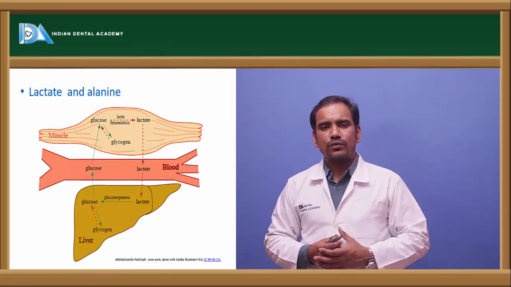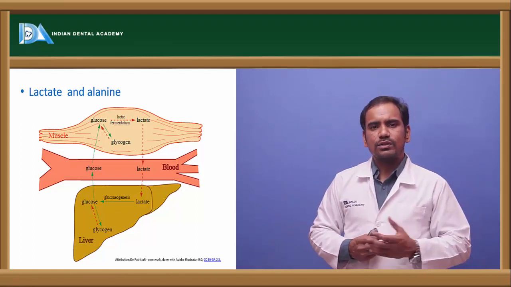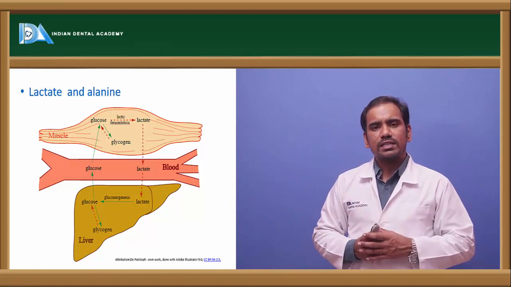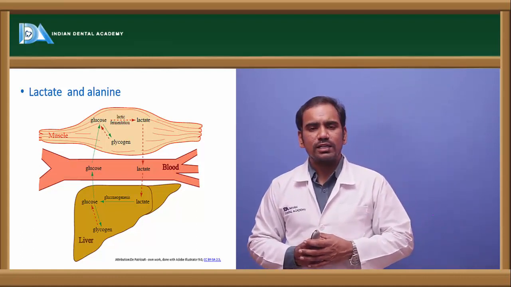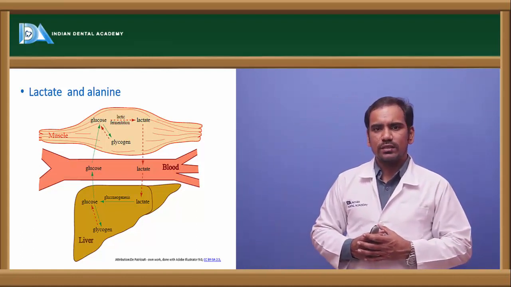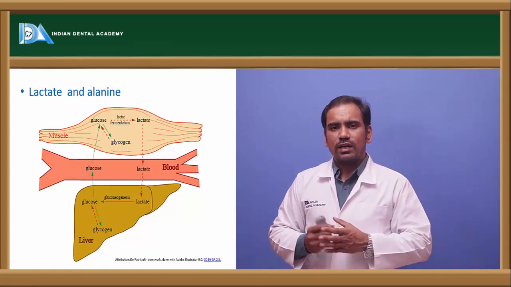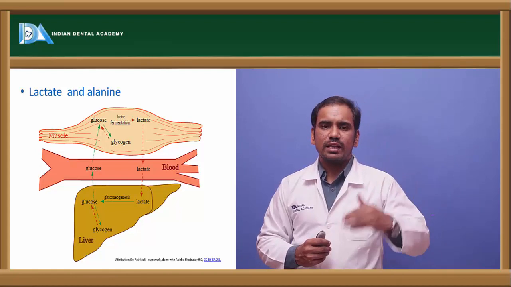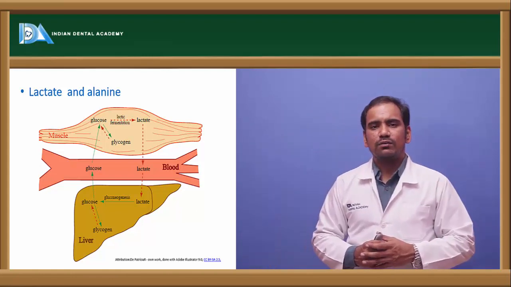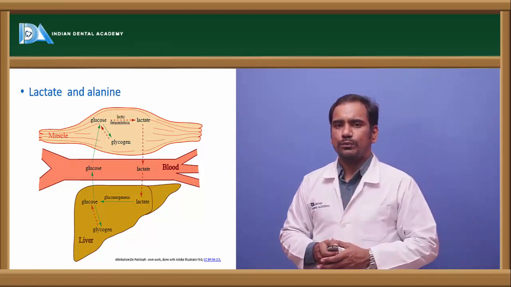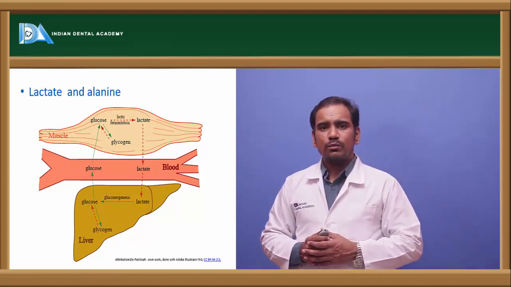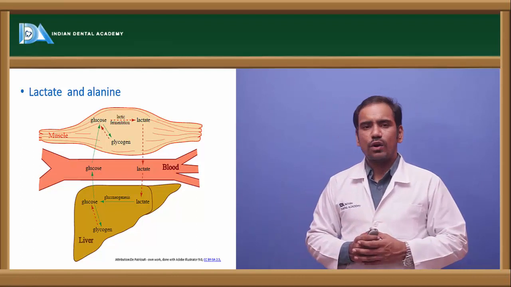Coming to lactate and alanine. Lactate, which is formed in the muscles and erythrocytes, can be converted into glucose. There is one reaction that converts lactate into pyruvate, that is lactate dehydrogenase. That lactate dehydrogenase converts lactate into pyruvate. Once it is converted into pyruvate, the same set of reactions will occur in the conversion of pyruvate into glucose.